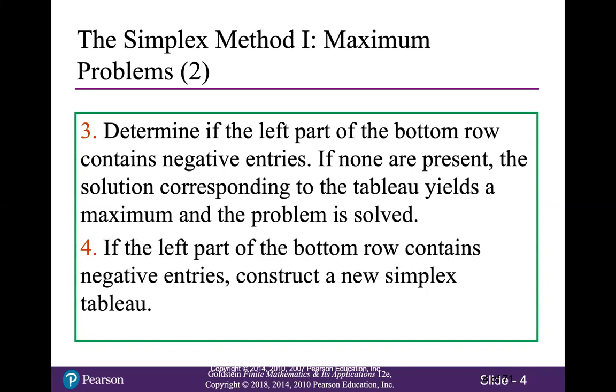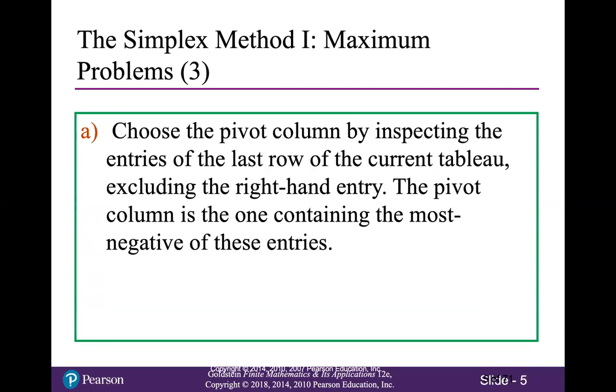If the left part of the bottom row does contain negative entries, we're going to construct a new simplex tableau by pivoting. So I'm going to now explain to you how to choose the pivot element. Choose the pivot column by inspecting the entries of the last row of the current tableau, excluding the right-hand entry. The pivot column is the one containing the most negative of these entries. So look for the most negative number in the bottom row, and that's going to be your pivot column.